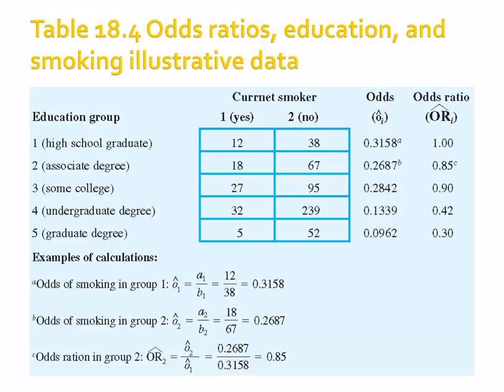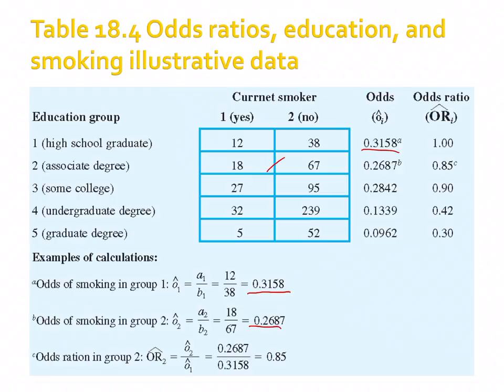And here we have 18.4, which is our odds ratio, education, smoking illustrated. So here we have an example written out for us. Here we have the odds of smoking in group 1. So we have A over B, and here's your odds of smoking. So that's what these categories are. It's just yes divided by no.